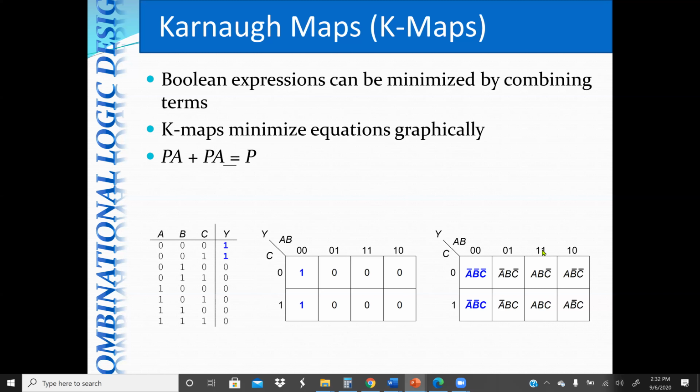Then here we have 1, 1, 1, and 0. So we have A, B, C invert. Then we have 1, 1, and the last C is also 1. So A, B, C, everything is 1. So again, this is how we construct the K-map.